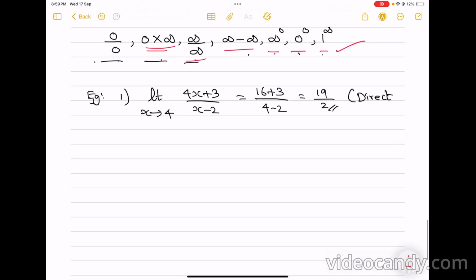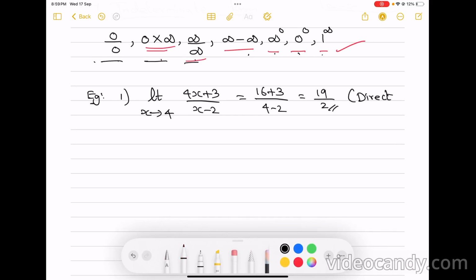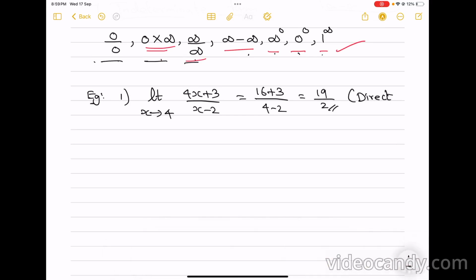Look at here. Limit x tends to 4, 4x plus 3 by x minus 2. So just directly substitute the 4. If I am substituting, 16 plus 3 by 4 minus 2, I am getting 19 by 2. It is a direct method. That's it. It is called direct method. So we will go to other methods like factorization method and rationalization method.